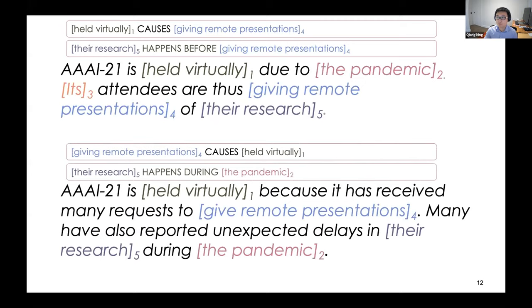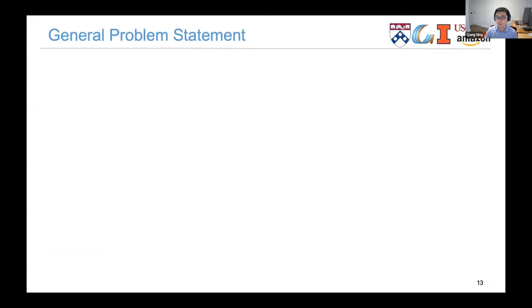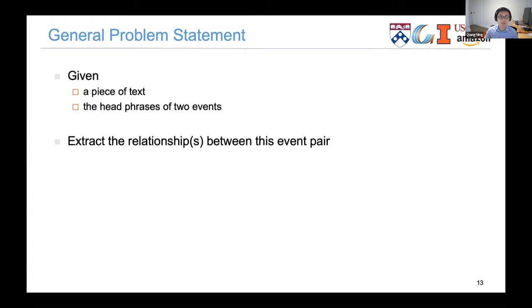So that we can see a different story based on the same set of events purely because of the different relationships. Now, I'm going to give a general problem statement. Event-event relationships means that we are given a piece of text and the indicator of two events. Based on our earlier presentation, you may remember that these will be head phrases of those two events. The task is to extract the relationship between this event pair.